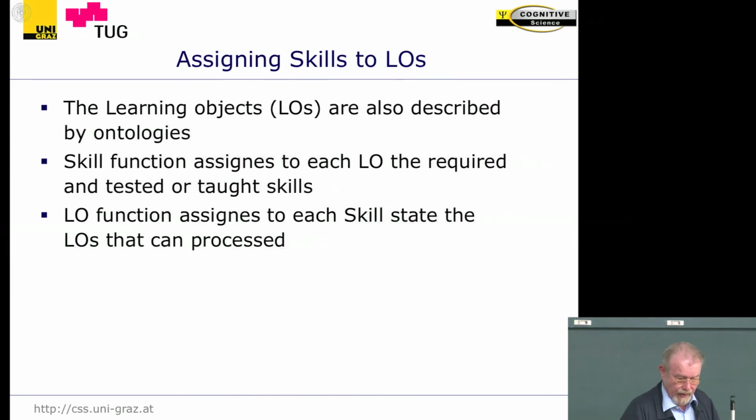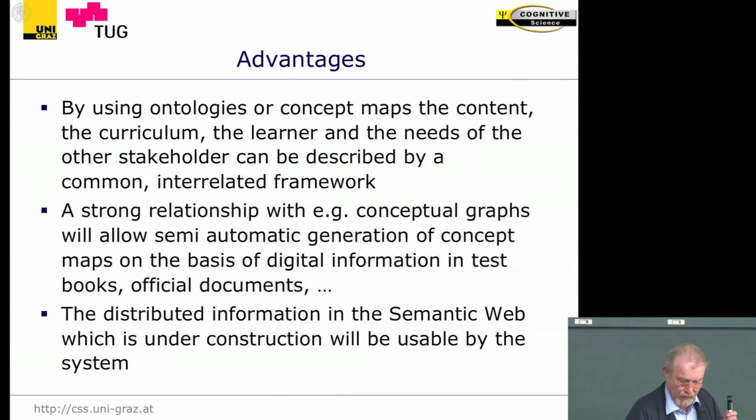And we can assign, of course, in order to have empirical content, the skills to the learning objects. And the learning objects also can be described by the ontologies, and the skill function assigns to each of the learning objects the required and tested or taught skills. And the learning function assigns to each skill state the learning objects that can be processed. That's more or less the same as in the competence performance approach.